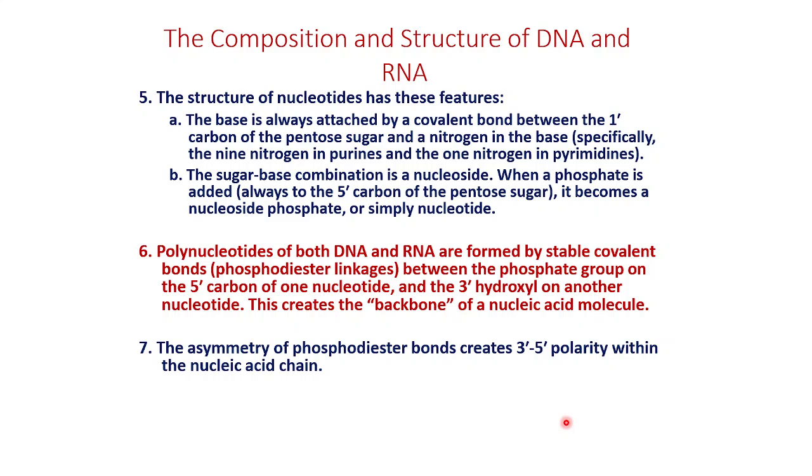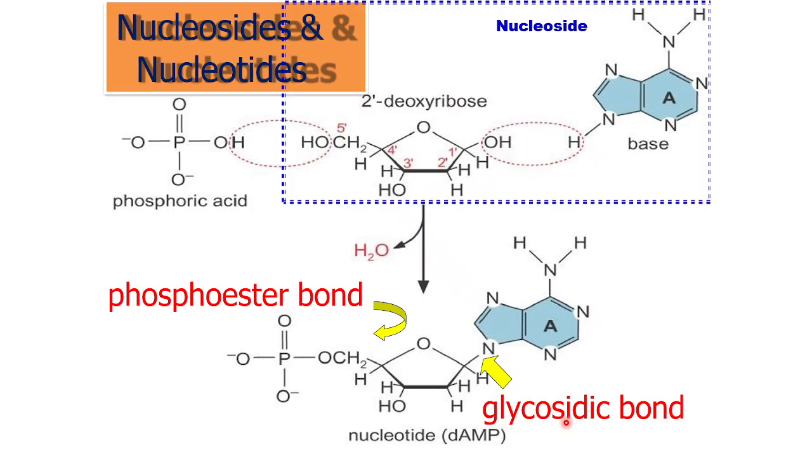Very important. Polynucleotides of both DNA and RNA are formed by stable covalent bonds, that is the phosphodiester linkages, between the phosphate group on the 5' carbon of one nucleotide and the 3' hydroxyl on another nucleotide, and this creates the backbone of a nucleic acid molecule. And the asymmetry of phosphodiester bonds creates a 3' to 5' polarity within the nucleic acid chain. Okay, so now I guess this slide is quite clear to all of you.